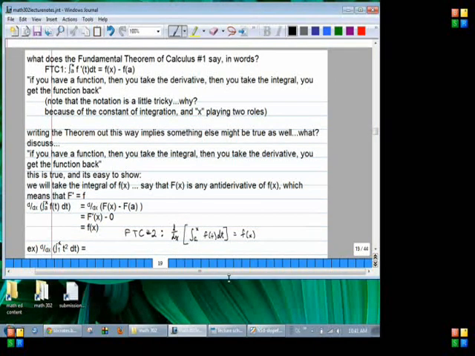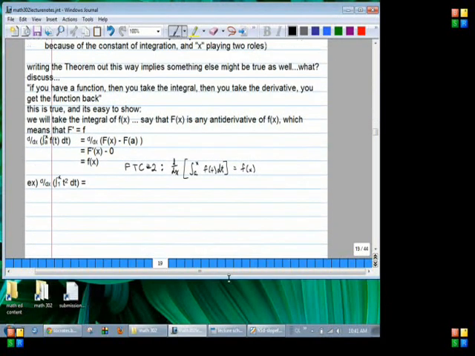Exactly. Okay, so now that we have this fundamental theorem of calculus part 2, we can do problems like this. So what do we do here? Well, there's two ways to do this problem. One is the old way. The old way is, well, let's take the integral. So if you take the integral, what do you get? Well, the integral of t squared is t cubed over 3.